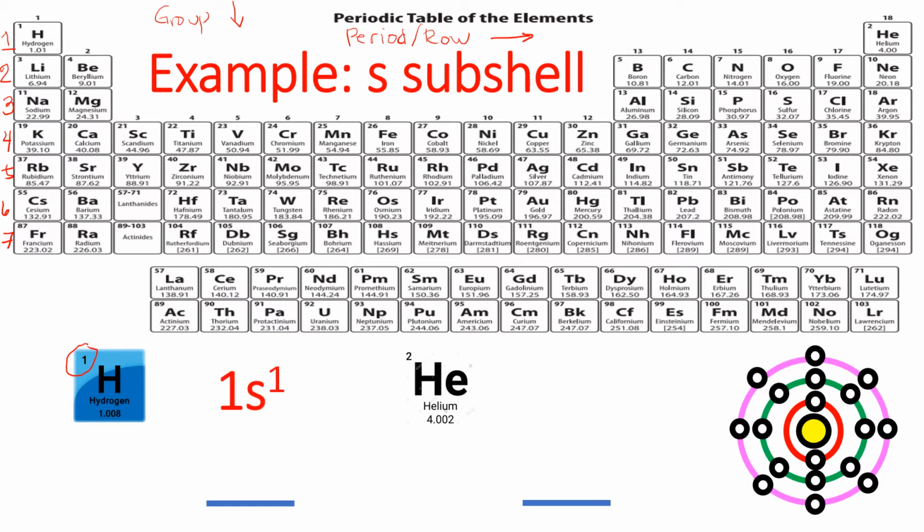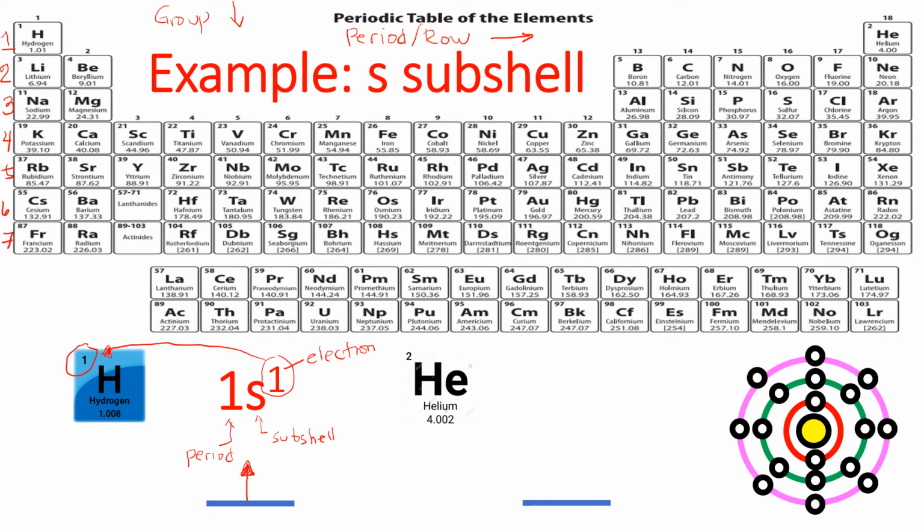1s1. Your 1 here refers to your period. Your s here is your subshell. And your 1 here refers to the number of electrons or your number of protons, but for this configuration, we're talking about your electrons. So your 1 here represents your electrons. Using your orbital diagram, your 1s1 looks like this.